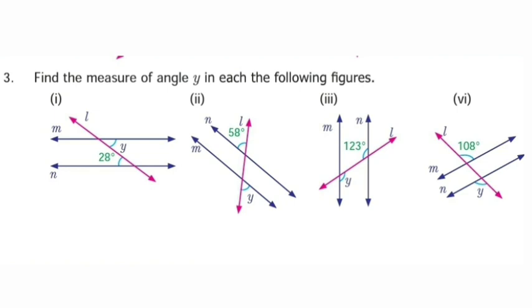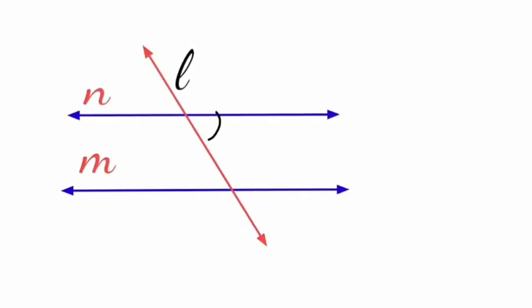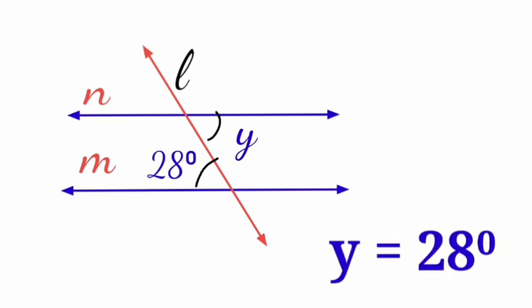Question number 3. Find the measure of angle y in each of the following figures. When a transversal cuts two parallel lines at distinct points, the alternate interior angles are equal. Therefore, the angle y is equal to 28 degrees.